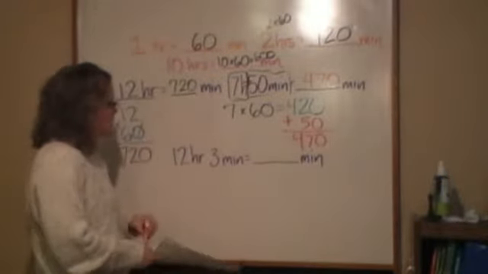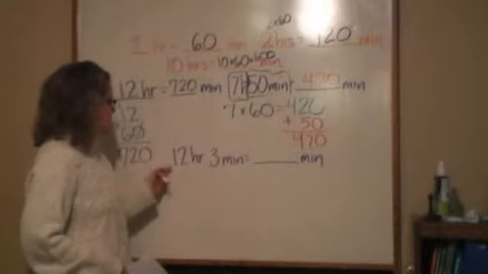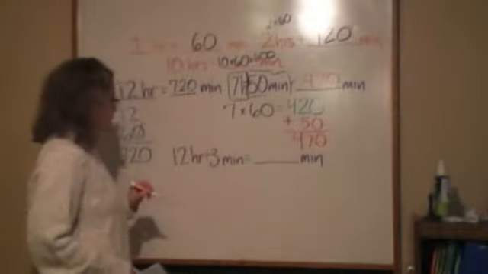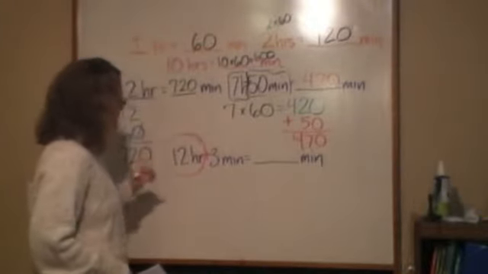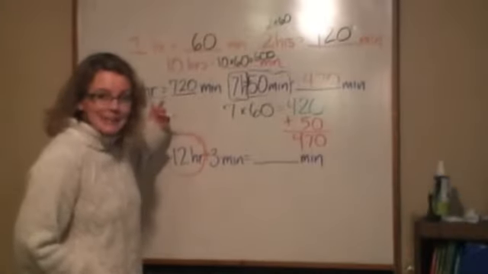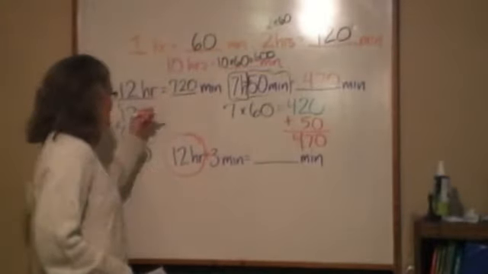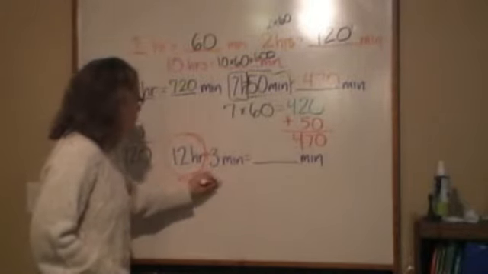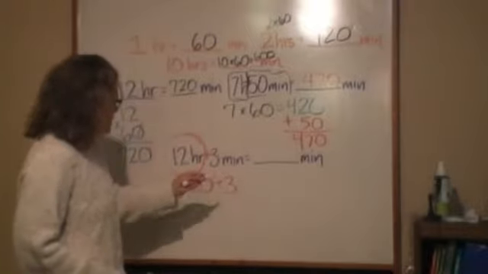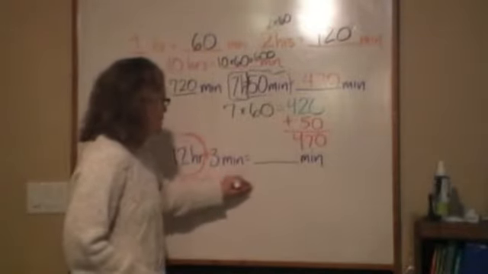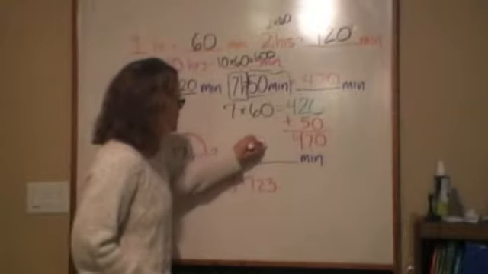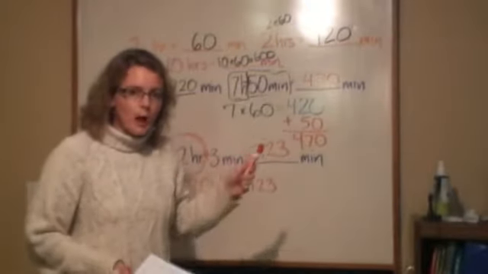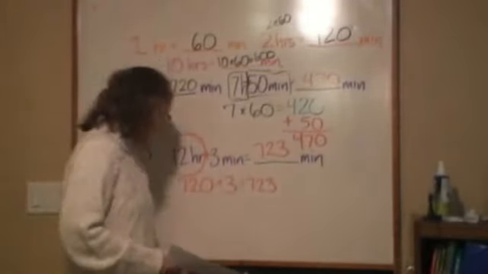Okay, let's do one more that has mixed numbers in it. So we have 12 hours and 3 minutes, which is the same as 12 hours plus 3 minutes. So how many minutes is 12 hours? Well, we could kind of cheat and say it's right here because we already did it. It's 720 minutes plus this 3 minutes. 720 plus 3 equals 723. That equals 723 minutes. All right, so I think that there are more problems on your page that are like that. Hopefully that'll get you started.